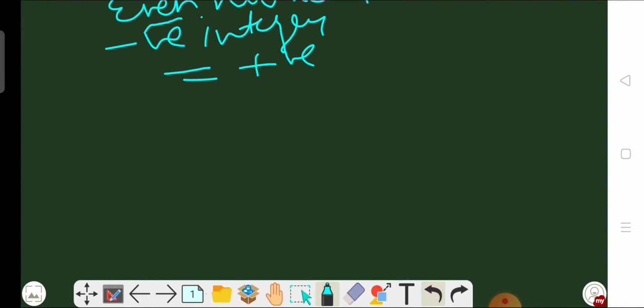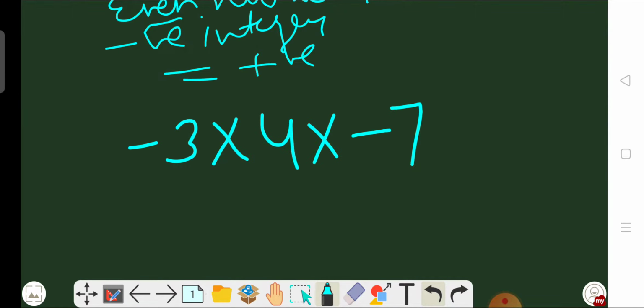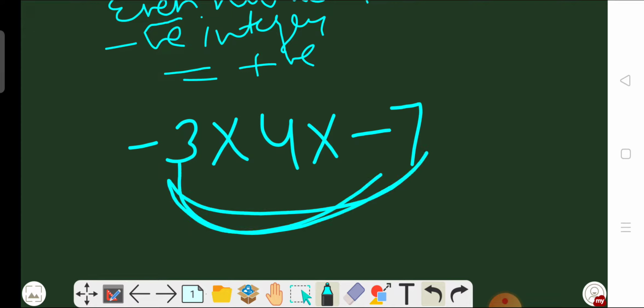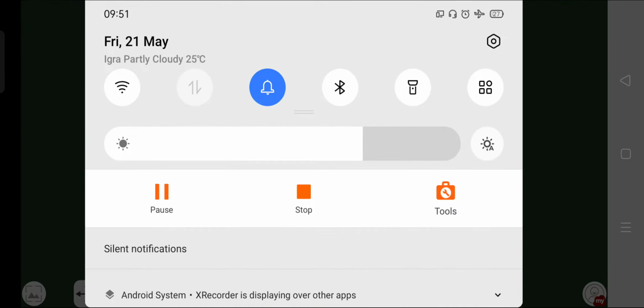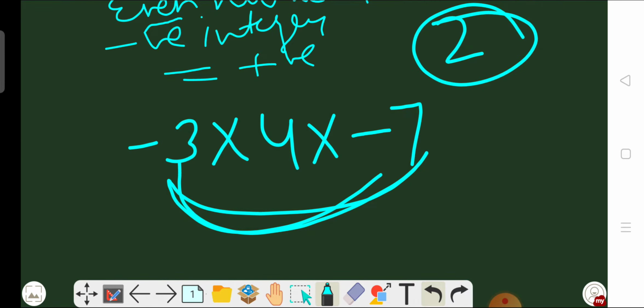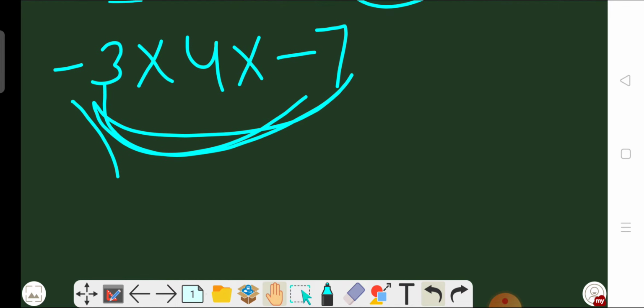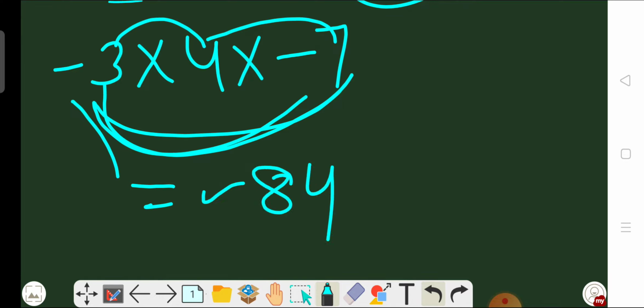Okay, now look at the multiplication beta. If you have to multiply 2 or 3 integers like minus 3 multiplied by 4 multiplied by minus 7, firstly you have to count the number of negative integers. How many negatives are there? 2, and 2 is an even number. So the sign of the result is always positive beta. So we have to just multiply the numbers. 3 4s are 12 and 12 7s are 84, and the sign is positive because we have an even number of negative integers in multiplication. Okay, clear?